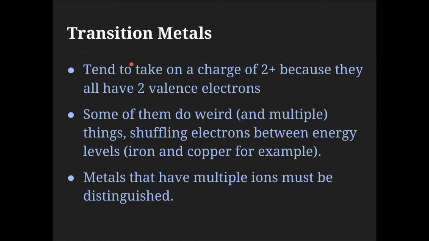So those transition metals tend to take on a 2 plus charge. So they almost all have a 2 plus variety. That's because they have two valence electrons. Yeah, two valence electrons. Some of them do weird and multiple things with electrons. They shuffle them around between energy levels. And so, in addition to having a 2 plus variety, copper has a 1 plus variety, iron has a 3 plus variety.